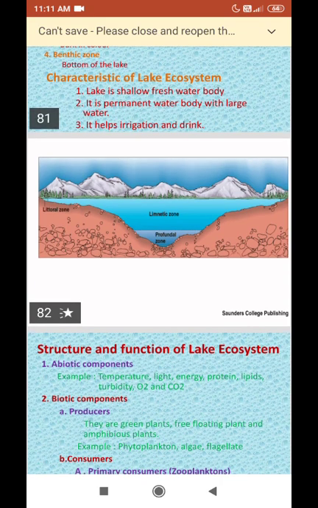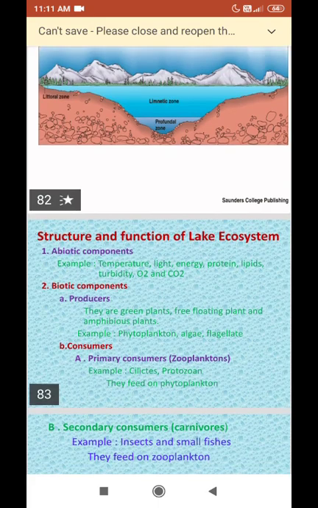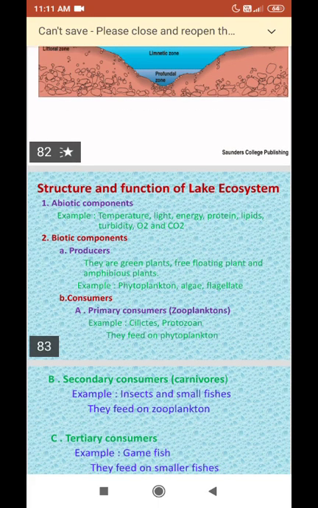Now let us see the characteristics. Lake is a shallow fresh water body. It is a permanent water body with large water. It helps in irrigation and drinking. Now let us see the structure. Always the structure forms by the abiotic and biotic. First let us see the abiotic. Temperature, light, energy, protein, lipid, stability are referred as the abiotic over there.